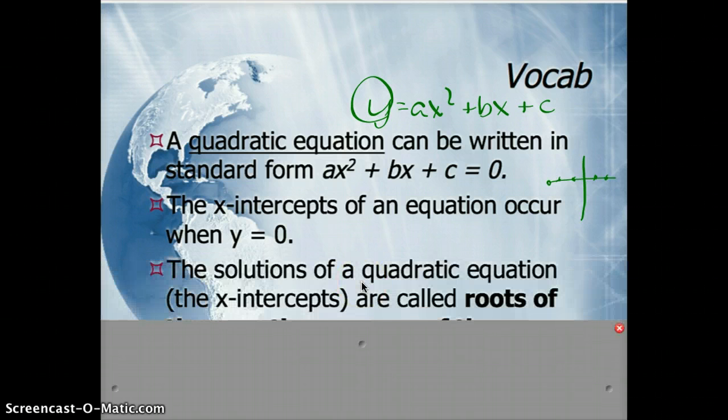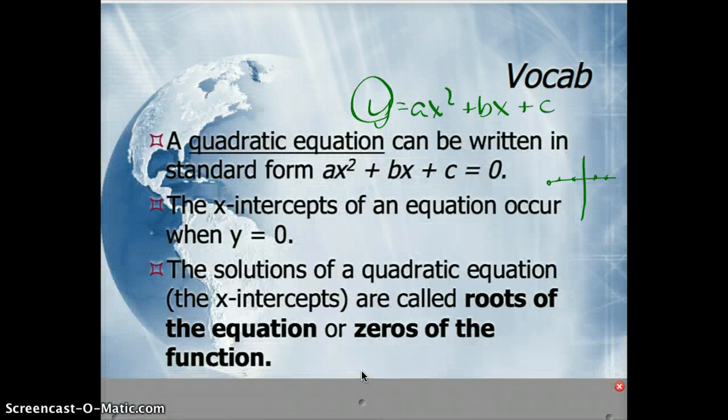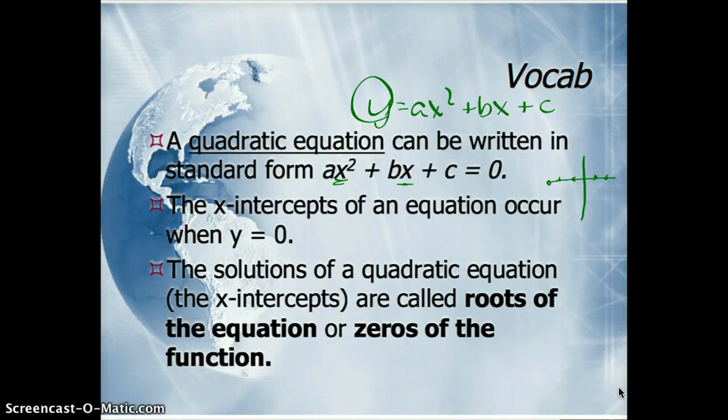So, because of that, the solutions of a quadratic equation, so that's going to be the values that x gives us when y equals 0, are called roots of the equation or zeros of the function, because y always equals 0 in those places. So you may hear me say the solutions, you may hear me say the roots of the equation, you may hear me say the zeros of the function. Know that basically I'm talking about the same thing.